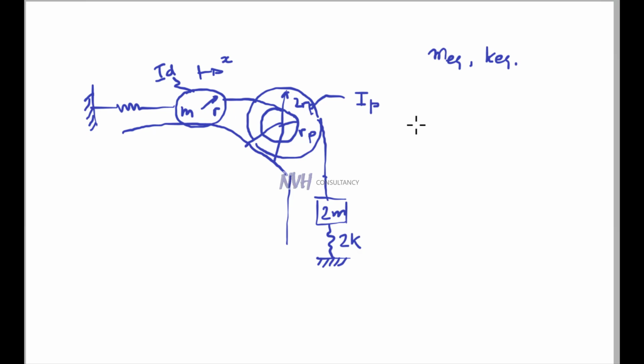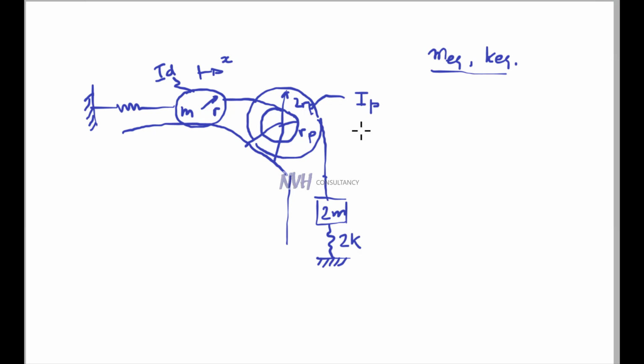We are going to use energy method to solve this problem. So we will first find the equation for potential energy through which we will find the equivalent stiffness, and then we will find the kinetic energy through which we will find the equivalent mass. Okay, so let's proceed with our potential energy.